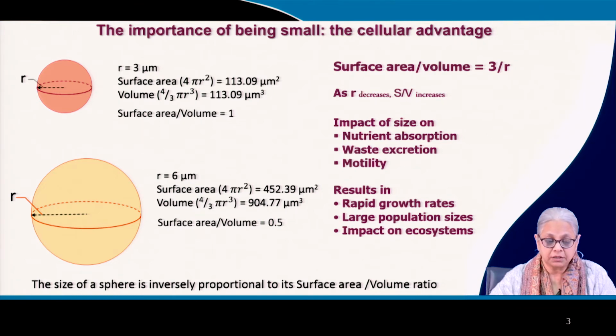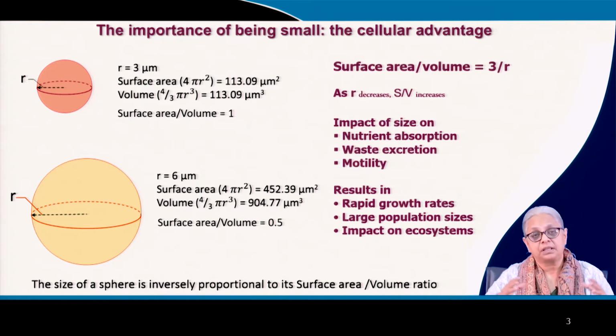In the first case they are equal, and you can do the derivation. So 4 pi r squared divided by 4 by 3 pi r cubed, and the ratio is equal to 3 by r, and you can put it in terms of diameter as well. Now surface area divided by volume, in the first case is 1, and in the second case the ratio is 0.5. So what does that mean? If the organism is bigger, then the surface area by volume ratio is less.